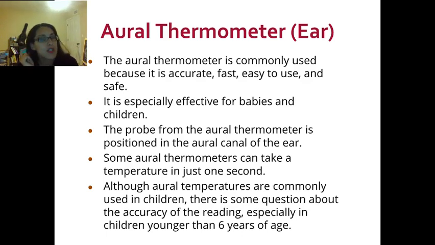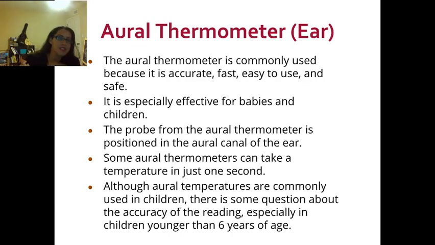If you have noticed, depending on the age of the child, if they're below 3, you pull down, because of the way the ear canal is built, and you pull in the ear thermometer so you get a straight shot into the tympanic membrane. If they're older, you pull up. Older than 3, you pull up.